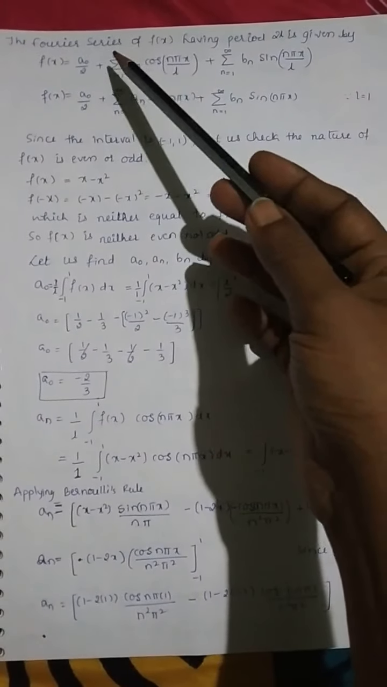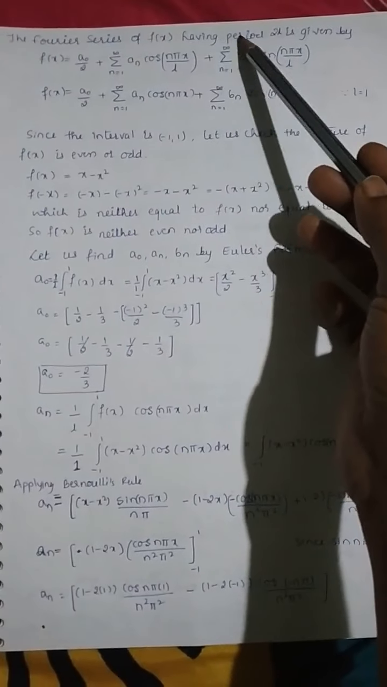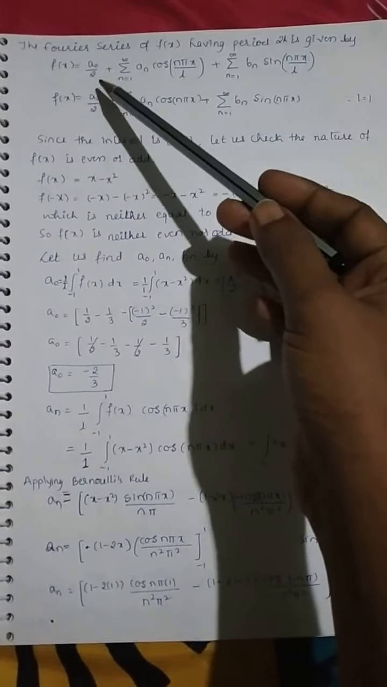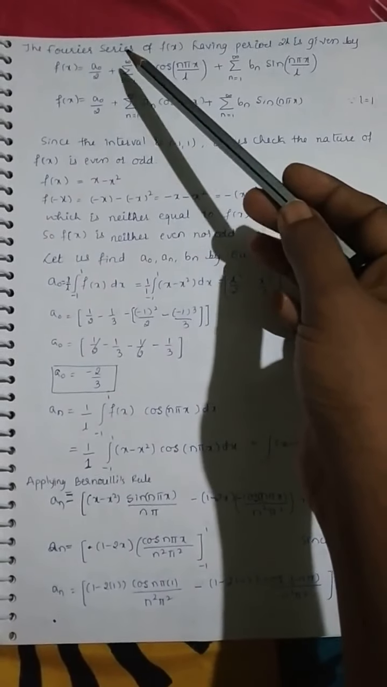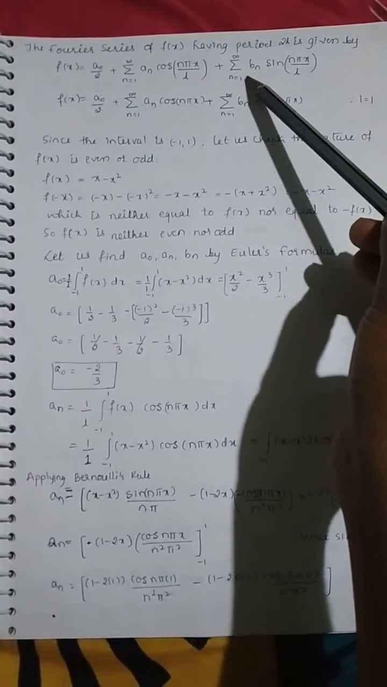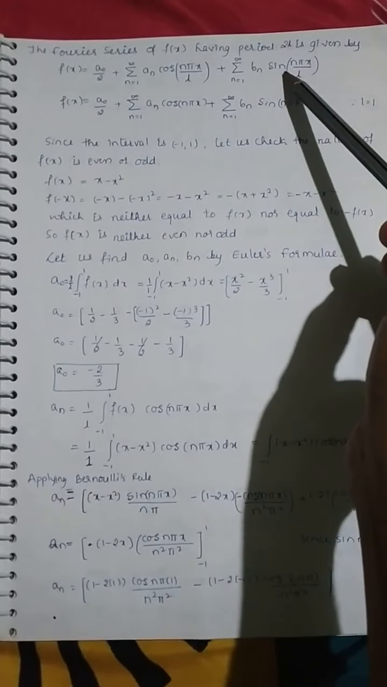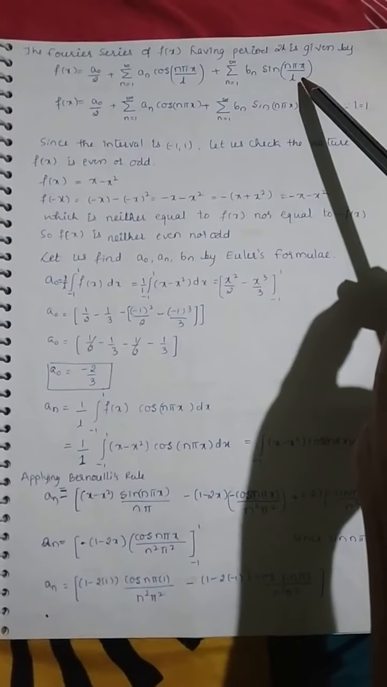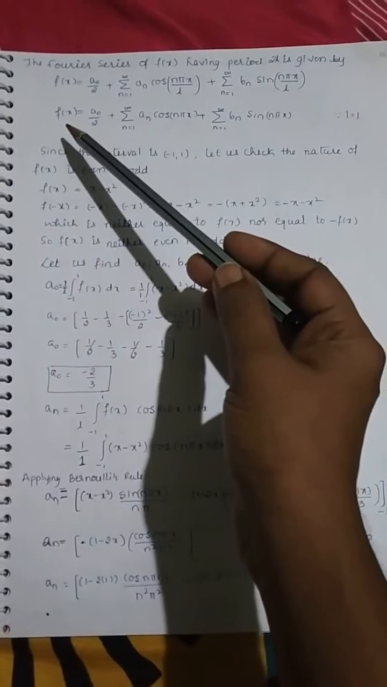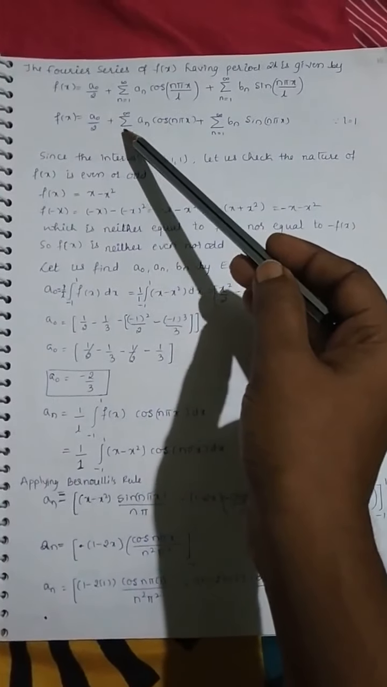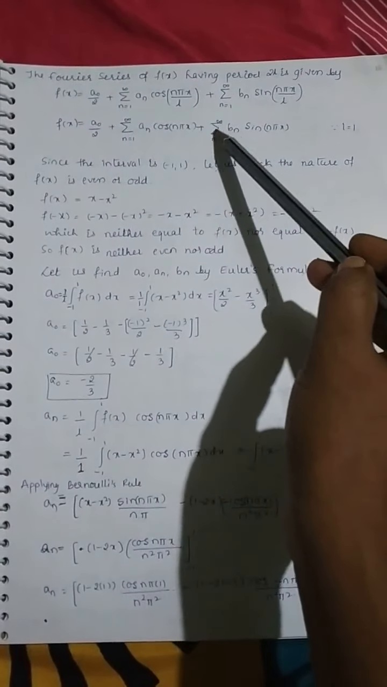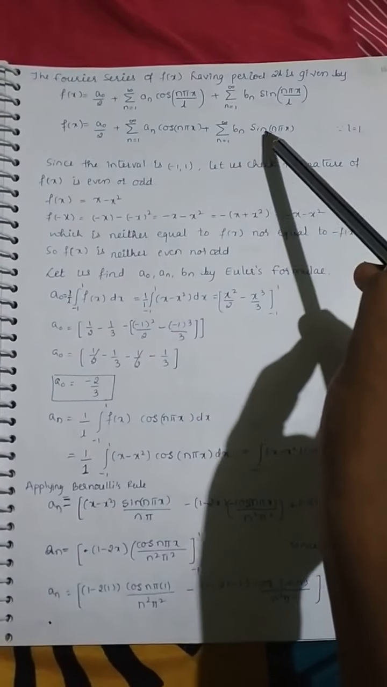The Fourier series of f of x having period 2L is given by f of x equals a0 by 2 plus summation n equals 1 to infinity an cos n pi x upon L plus summation n equals 1 to infinity bn sin n pi x upon L. Here we know that L is equal to 1, therefore we can write f of x equals a0 by 2 plus summation n equals 1 to infinity an cos n pi x plus summation n equals 1 to infinity bn sin n pi x.